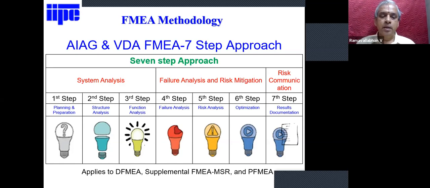First of all, what is this product? What are we going to expect out of this product? For that, you need to plan with the product name, which customer you are going to work for, what the customer is expecting out of it, the part number, etc. That has to be planned here. Then comes the structure analysis.